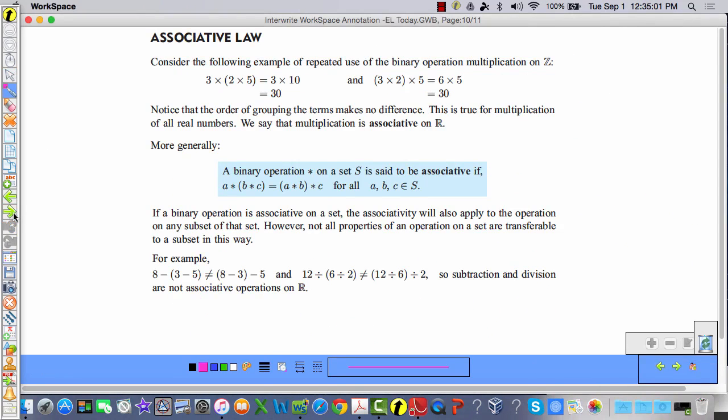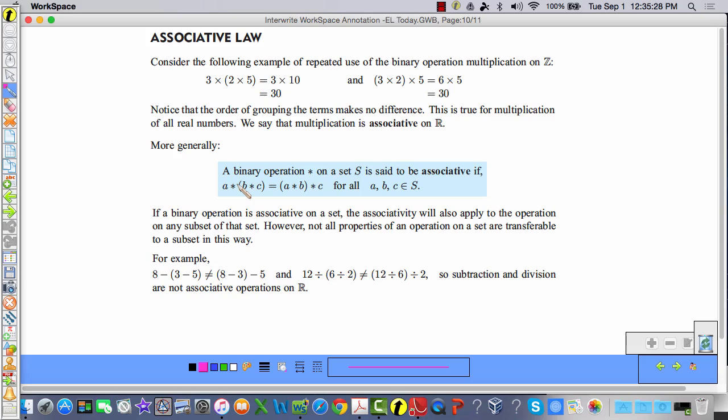One more concept, the associative law. Remember the associative property where 3 times 2 times 5 equals 3 times 10 equals 30, and 3 times 2 times 5 equals 6 times 5 equals 30. We can move the parentheses back and forth and still get the same result. And we say that multiplication is associative on the real number system.